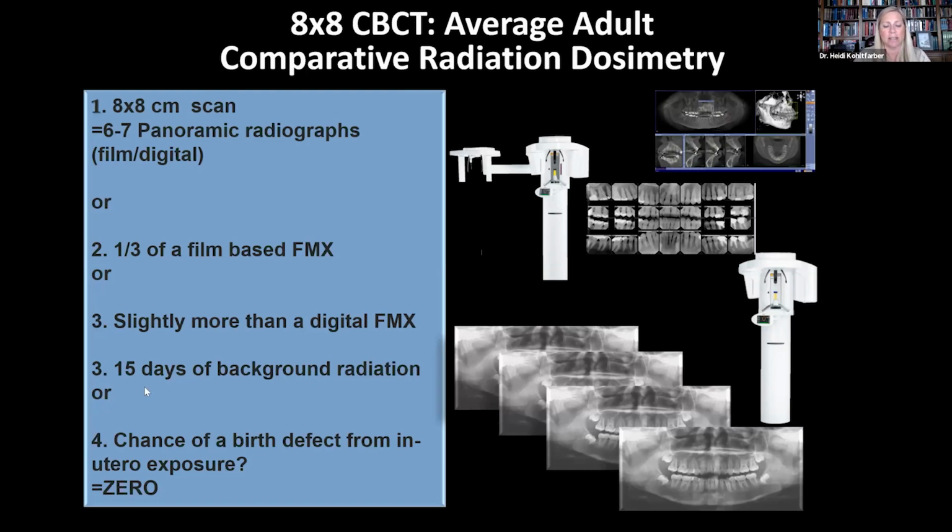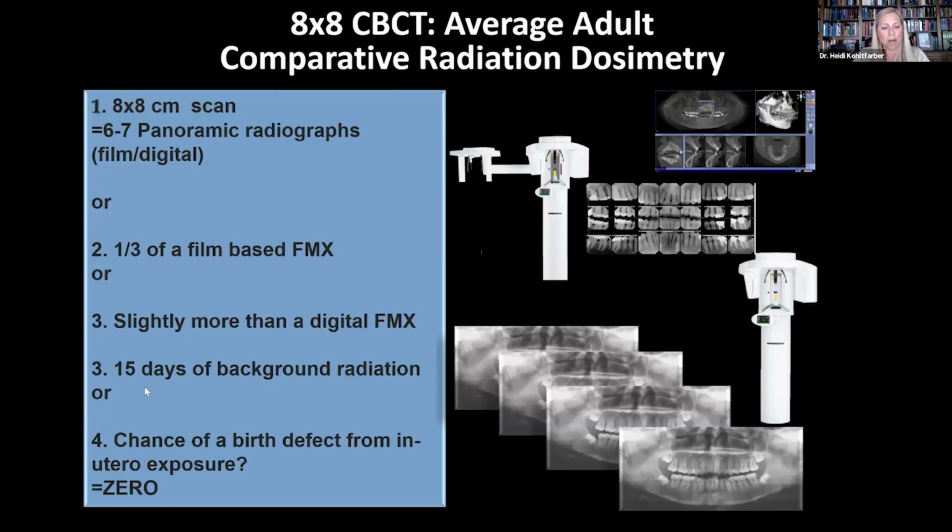It's about 15 days of background radiation. So what is background radiation? Again, that's that 8.5 microsieverts of just being alive on the earth. That's our per capita background radiation. So we can say that an 8x8 scan is about equivalent of being alive on the earth for 15 days.